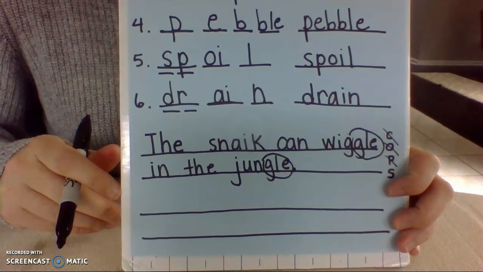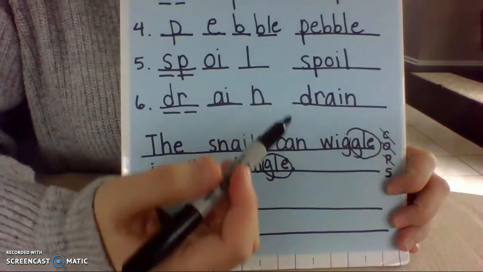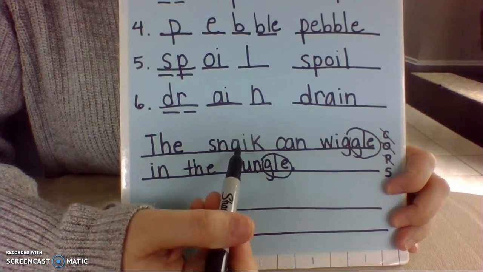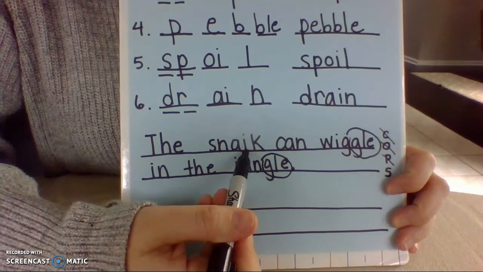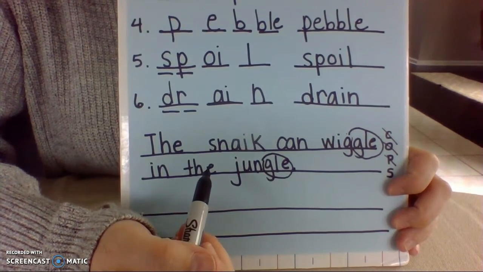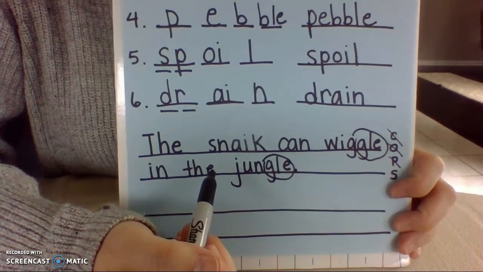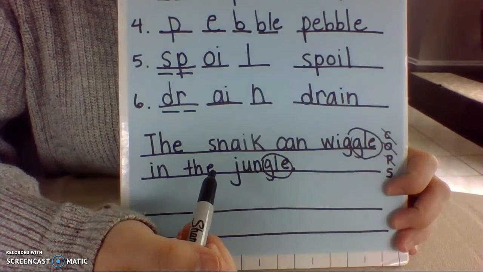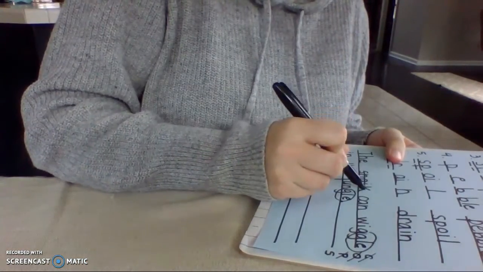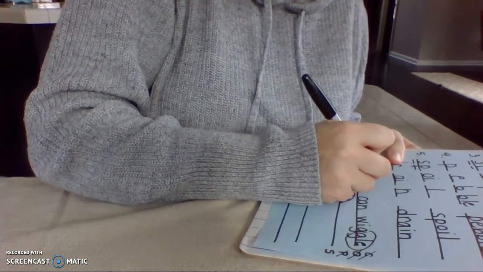Snake looks funny to me. Let's just take another look at that. Snake. Sn. I have the blend right. A. Well, I know AI can spell the A sound, and I know it can do that in the middle of a word. But that just doesn't look right to me. I'm going to try to spell it another way and see if it looks different. Snake.